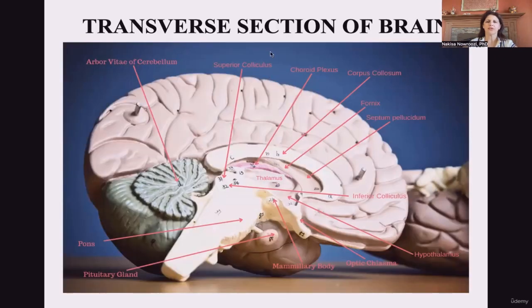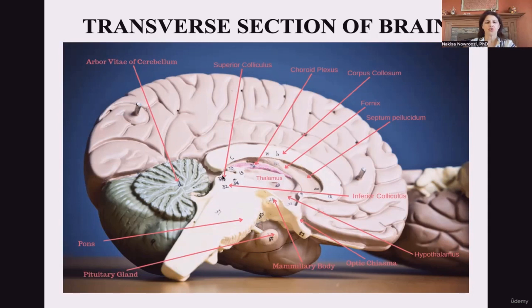We're looking at the transverse section of brain. And again, this part is our cerebrum. This in green is our cerebellum with arbor vitae, right? And here I'm looking at corpus callosum again, septum pellucidum, and fornix. This gooey structure is choroid plexus.